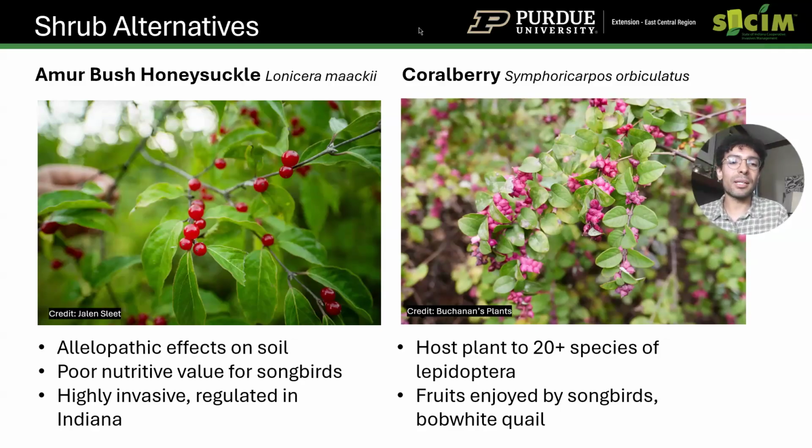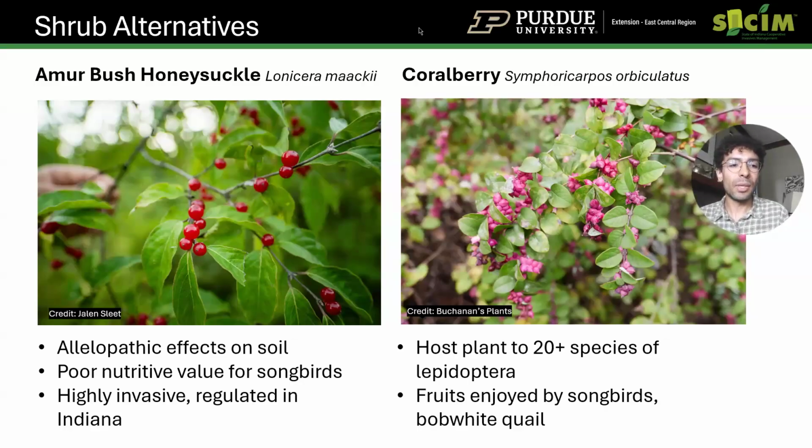One of them is the coralberry. So I've actually been seeing this a lot lately. I've seen it in several different counties. I've seen it in Wayne County, Union County, Fayette County. So this is one that looks kind of similar to amberbush honeysuckle, but it has a little bit smaller stature. The leaves are a bit smaller, and when it flowers and fruits, it's in these kind of clusters that are a little bit more packed than the clusters you see on the left with the amberbush honeysuckle.